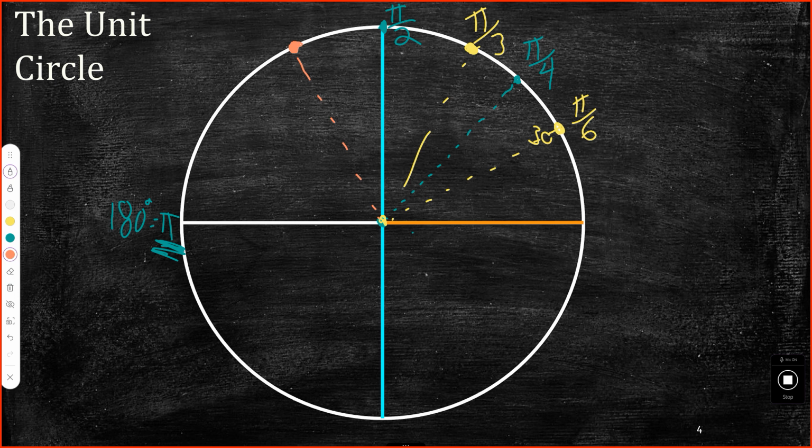What is this one? The 120. This is 120. What would that one be? 2 pi by 3. Who said 2 pi by 3? Who said 2 pi by 3? 2 pi by 3.